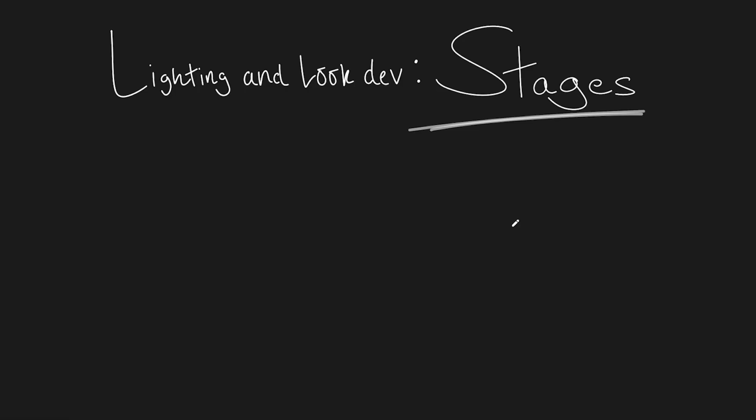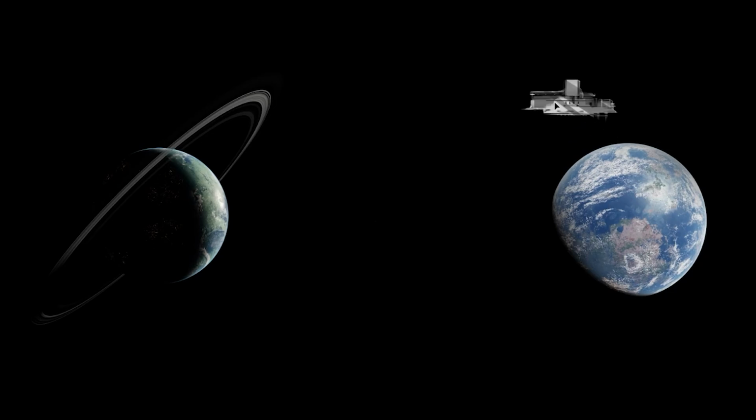Okay, these are the stages for my lighting and look development. Stage one is the story. Keeping this really simple was very important, so I had a good direction when I was making it. The story is humanity has destroyed Earth, and in search of a new planet, the ship that they were traveling on was struck by an asteroid.